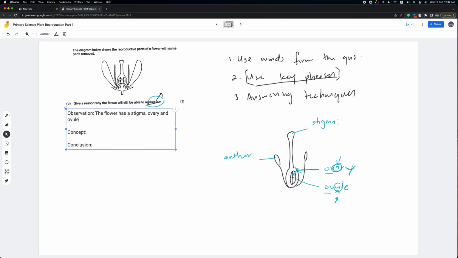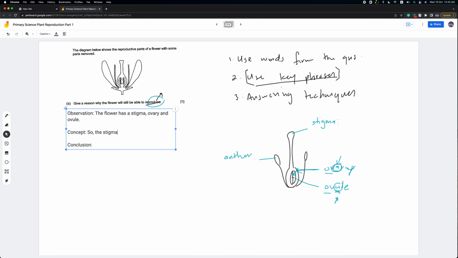Next is going to be the concept. What do we say about the concept? Whenever the question is about plant reproduction, flower, or sometimes they don't say reproduce, they say can still produce fruits. They ask, can it still produce fruit? You always must talk about pollination and fertilization. So how do we talk about it?